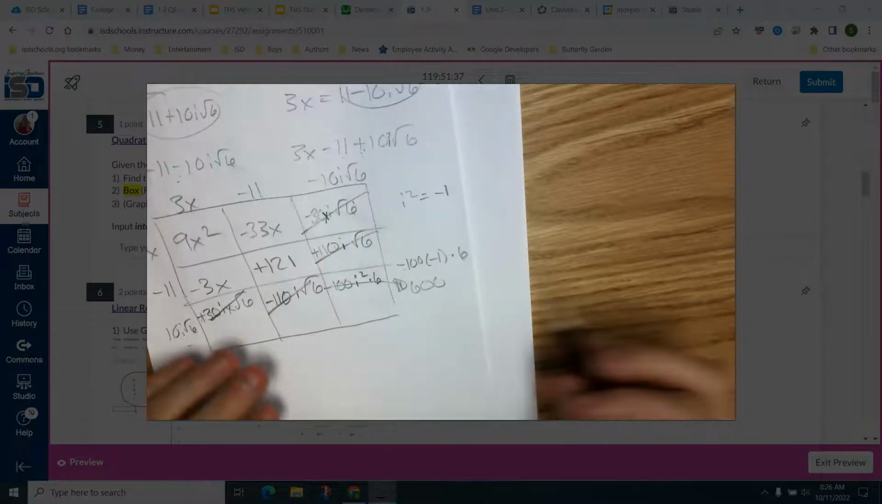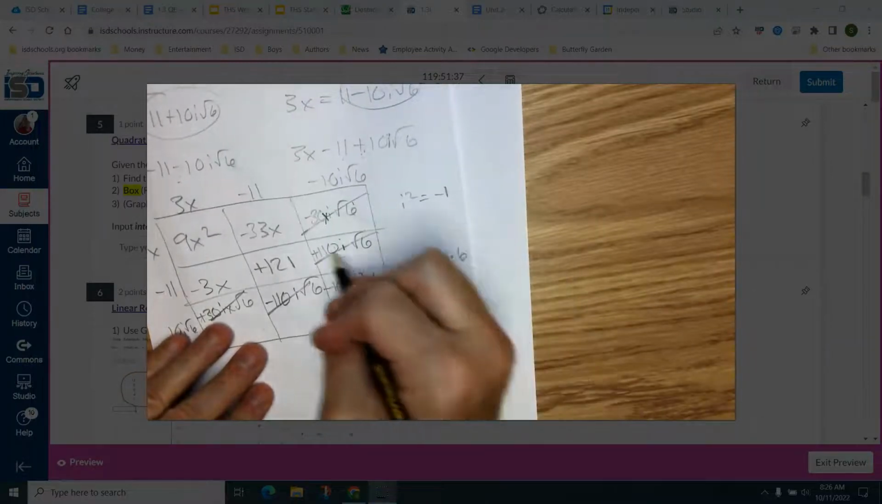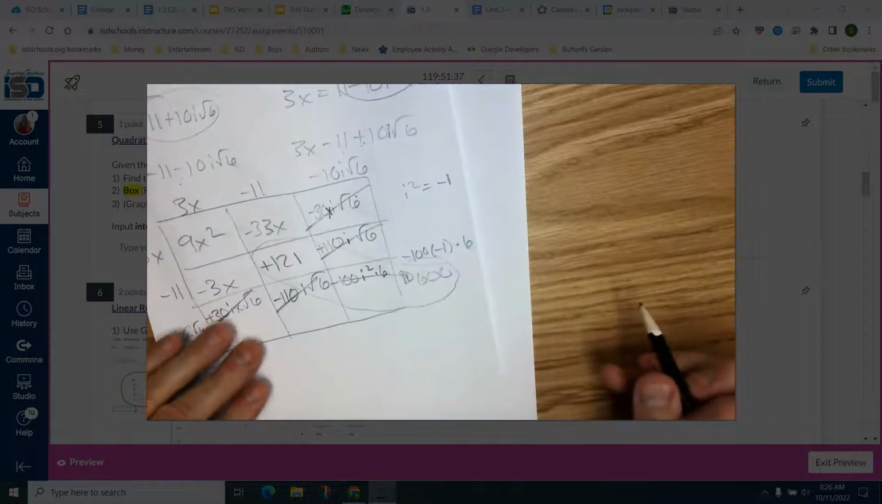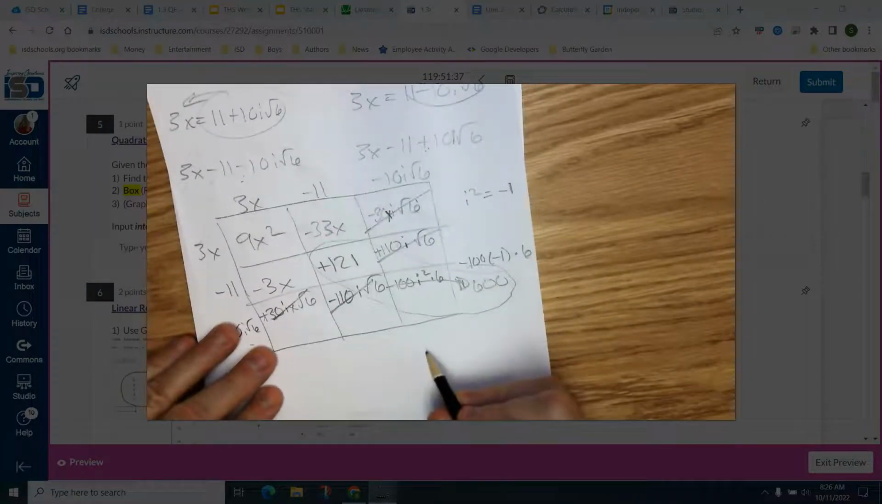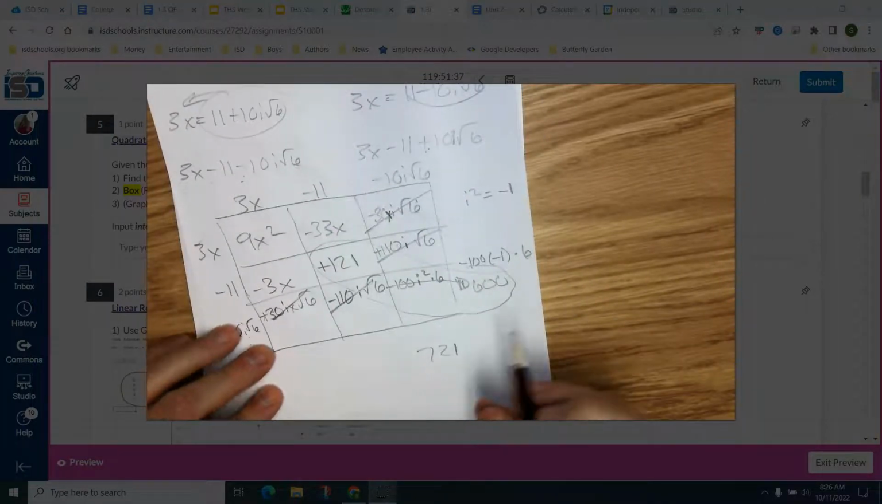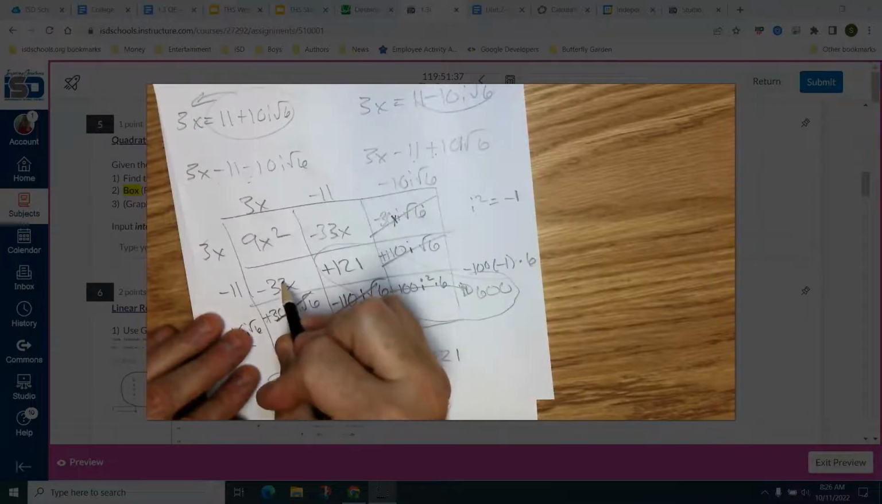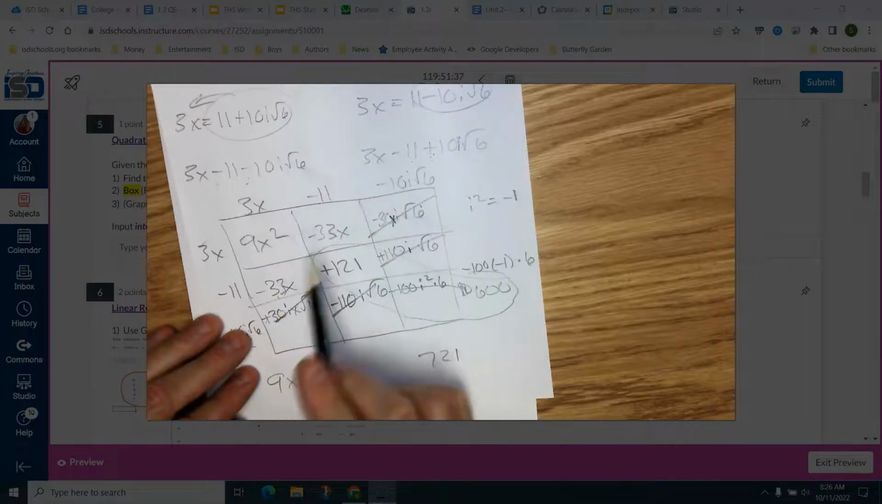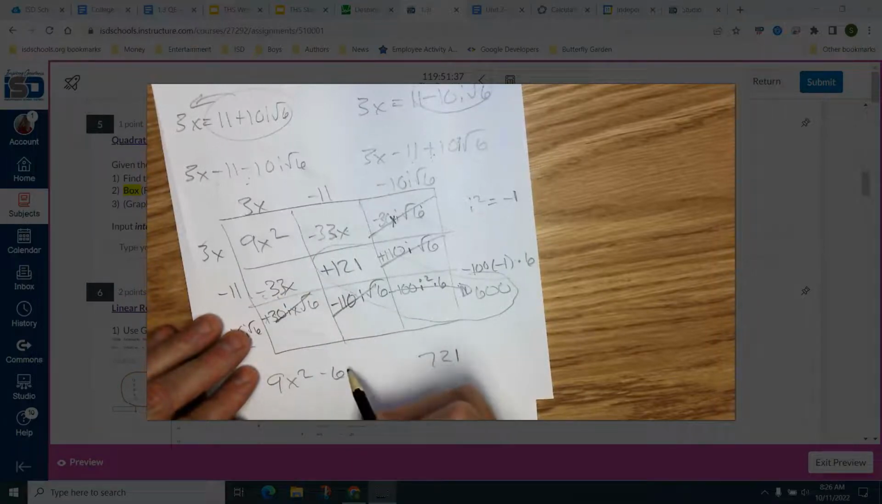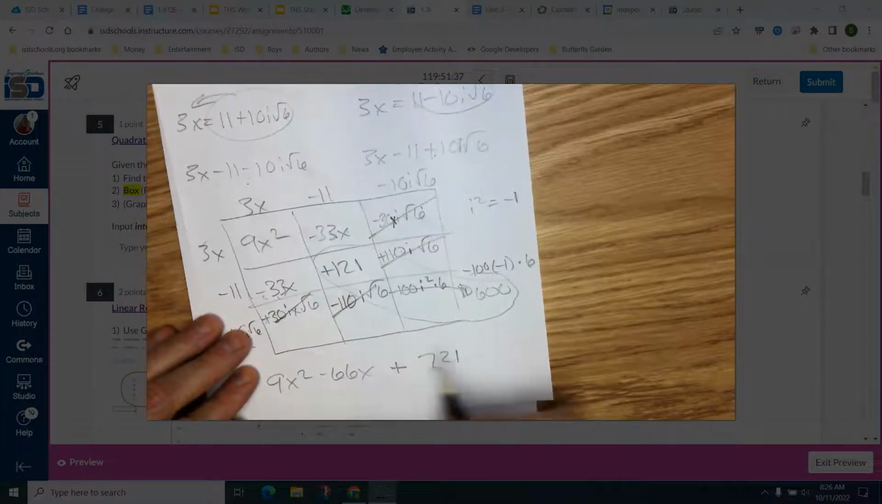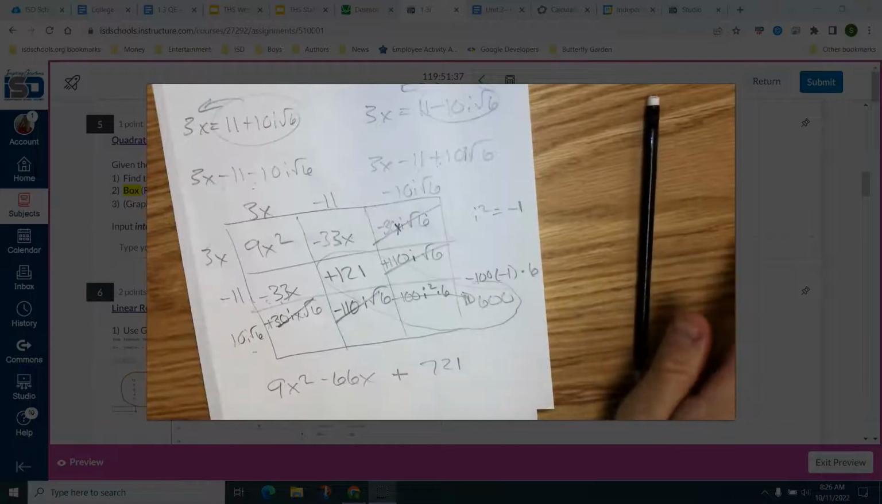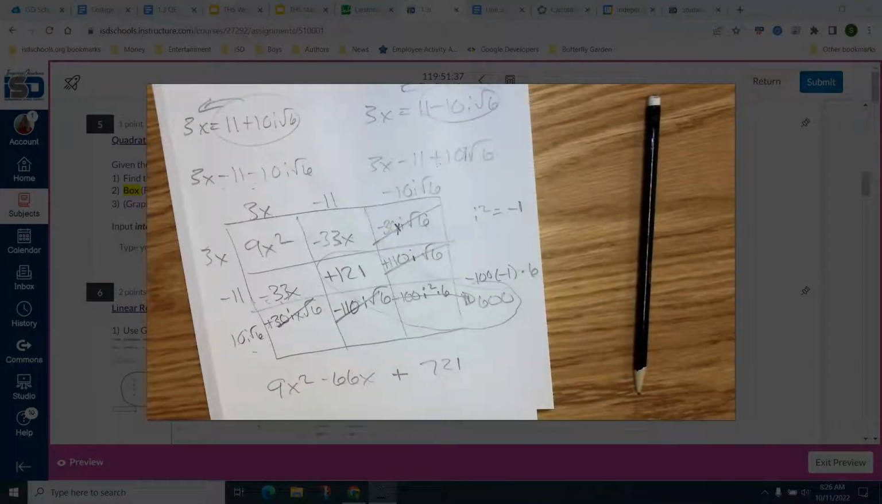600 plus 121. These two boxes are going to add up. That's going to be 721. So I have 9x squared minus 33x minus 66x plus 721. Alrighty, let's go graph it and show it to you.